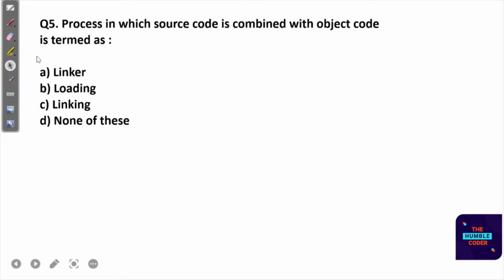Process in which source code is combined with object code is called as. So the process in which the source code is combined with the object code is termed as, we have four options: linker, loading, linking, none of these. So the correct answer for this will be linking. So linking is the process with which the source code is combined with the object code. So the answer for this will be option number C. Moving ahead with the next question.